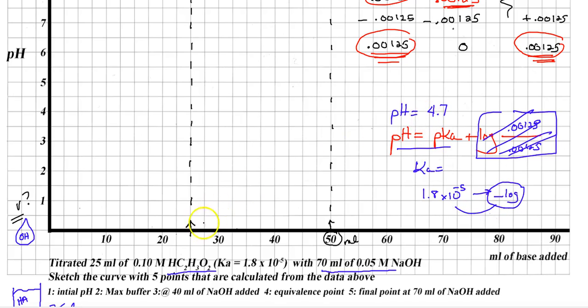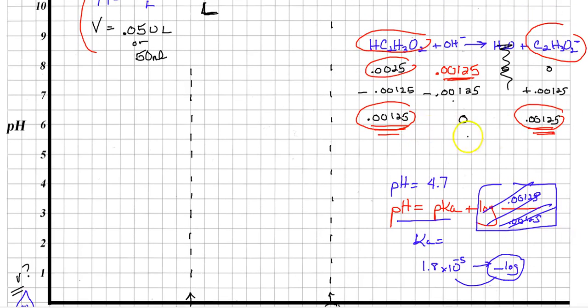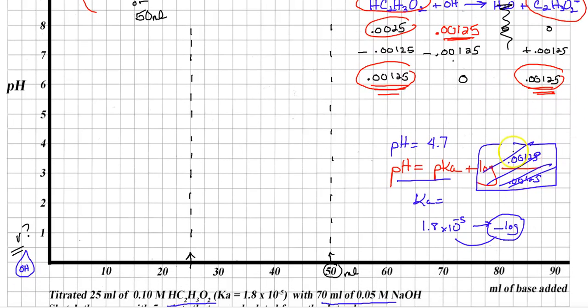What does that tell me? At the half equivalence point, which we just figured out, these are going to be the same value. We drove it halfway, so we'll have the same amount of conjugate base as conjugate acid, because half of the acid became the conjugate base and half of it remains. At that position, pH equals pKa. So at 4.7, right here is my first point. This is number 2. We needed the volume to know that.